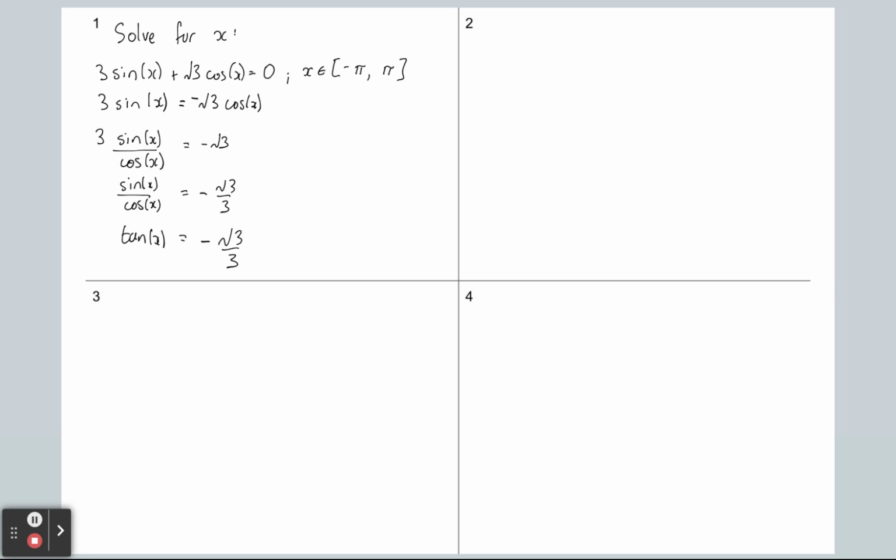So we've now got it as a trig function on the left with nothing else, and we've got a value on the right, which we will hopefully be able to recognize from our trig table, the information sheet trig table. If we can't, then we might be able to generate a triangle really quickly.